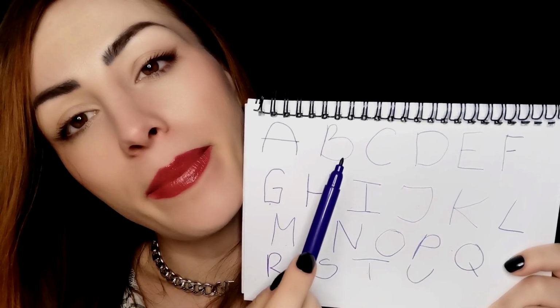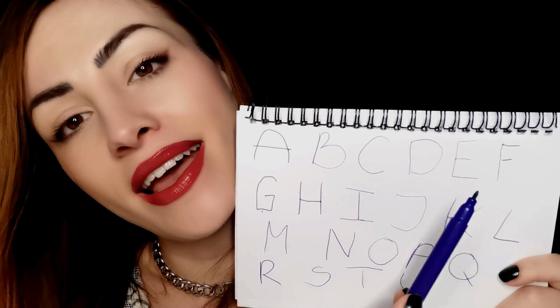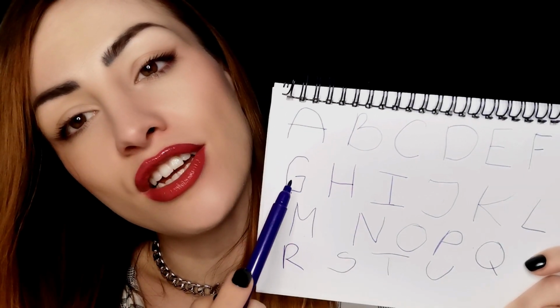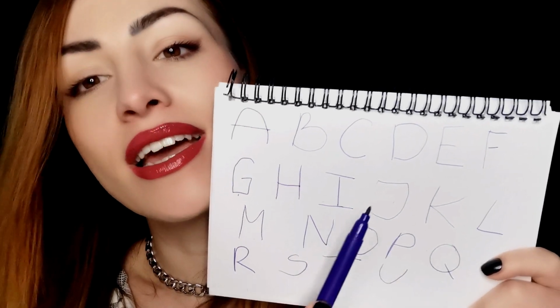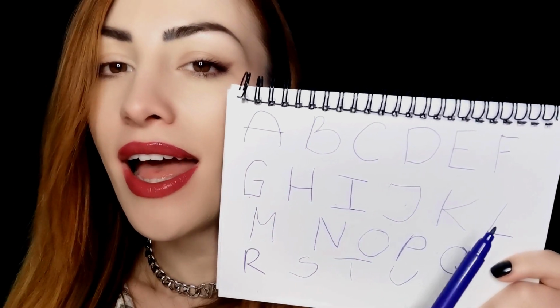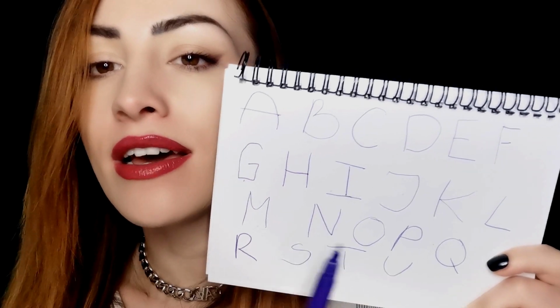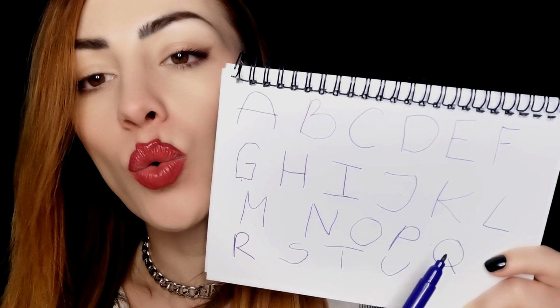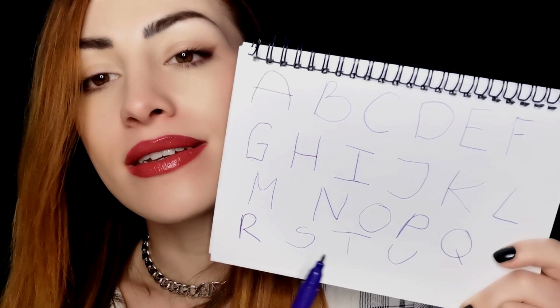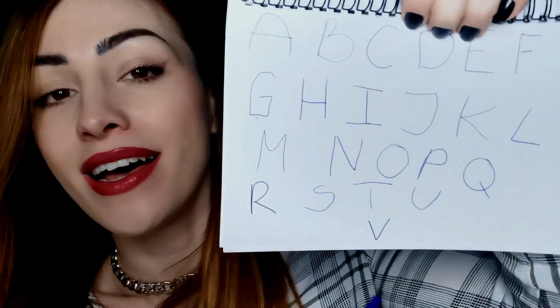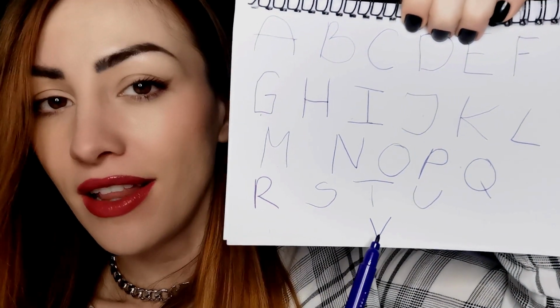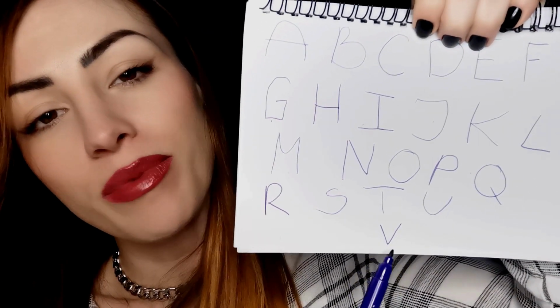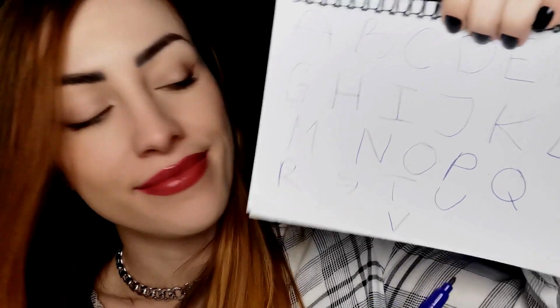Let's review from the beginning. So we have A, B, C, D, E, F, G, H, I, J, K, L, M, N, O, P, Q, R, S, T, U. And the last group would be V, V in English, and in French it would be V.